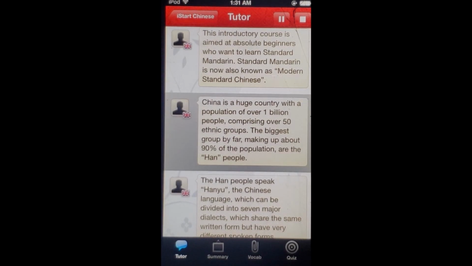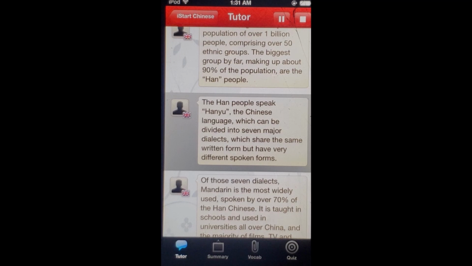China is a huge country with a population of over 1 billion people, comprising over 50 ethnic groups. The biggest group by far, making up about 90% of the population, are the Han people. The Han people speak Hanyu, the Chinese language, which can be divided into 7 major dialects, which share the same written form but have very different spoken forms.